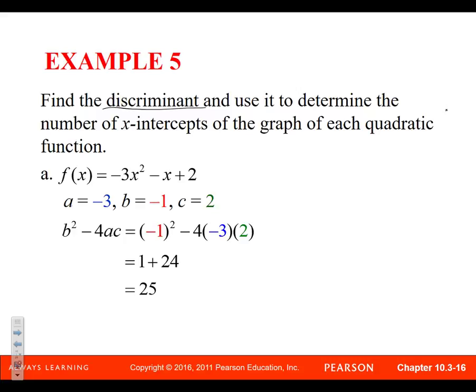No. Question. Turn to your neighbor. Talk to them about this. How can I get those 2 solutions? And I'm going to call like 3 people. How can I get those solutions?